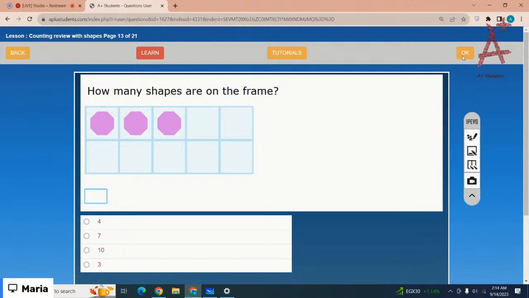How many shapes are on the frame? Yes, there are only, very good, 3 shapes. The correct option is 3, right?